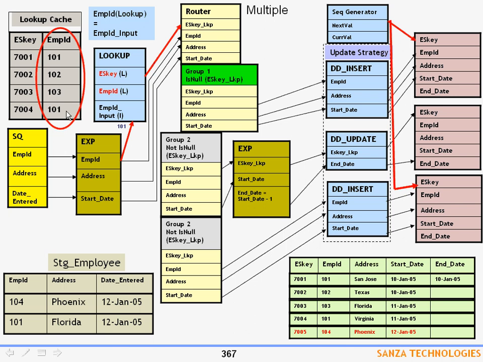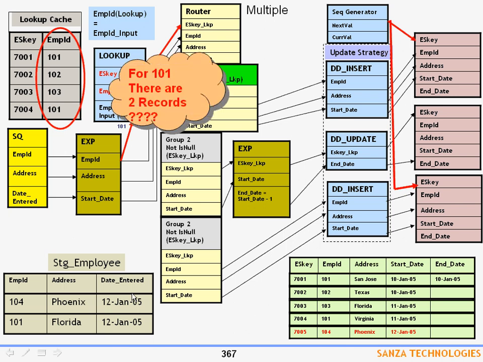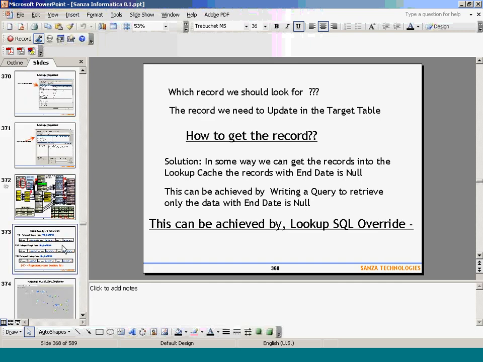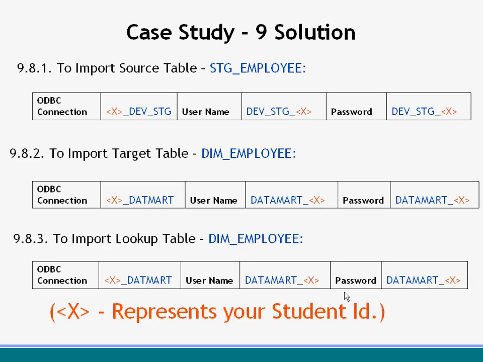So you can use the last value also. This is the description for the last value option of Informatica multiple matches. Clear, everybody?